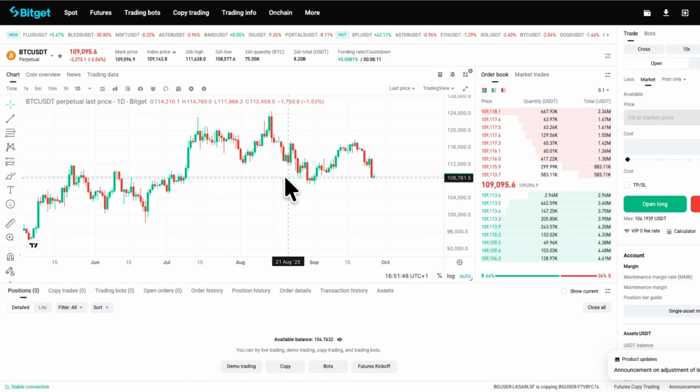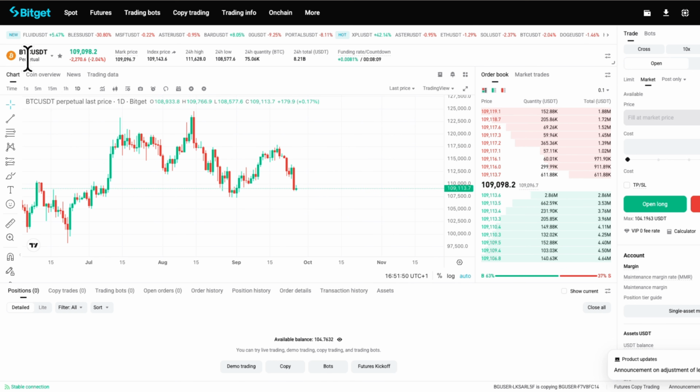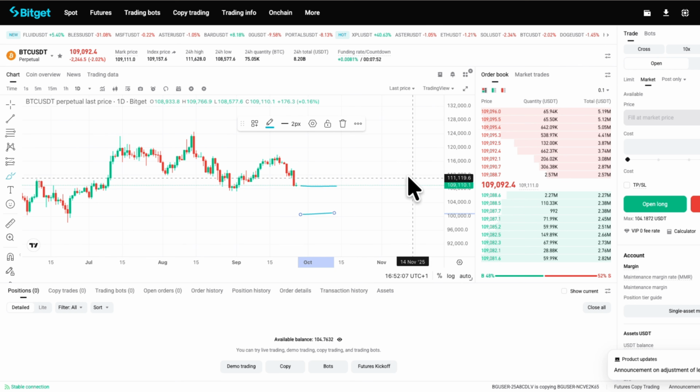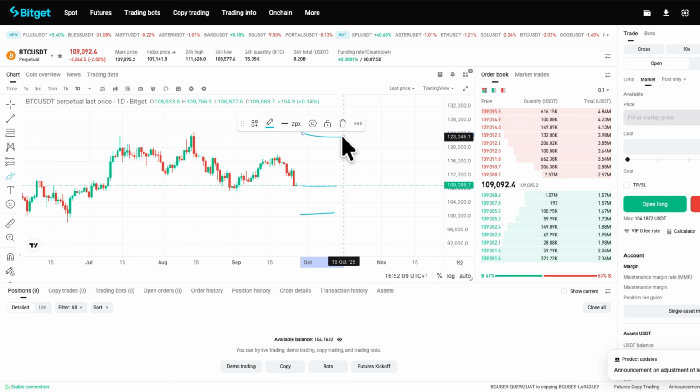Now, as you can see right here, this is the chart for BTC USDT. Now, let's say, for example, you decide to enter a trade. Let me use my brush to show you. So let's say you decide to enter a trade at this point right here. That's your entry price. And let's say, for example, you set your stop loss here. And let's say you set your take profit somewhere here, just for example.